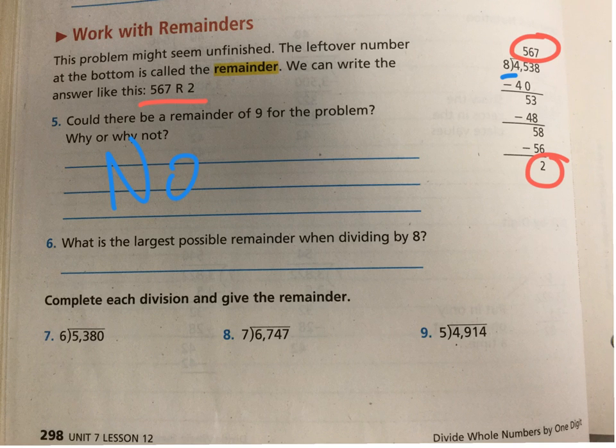What is the largest possible remainder when dividing by 8? Well, if it's got to be smaller than 8, we know that that is 7. The largest possible remainder is 7 left over, because if we have 8 left over, we have a whole other group. What I want you to do now is, on a piece of paper or in your book, solve problem number 9. It will have a remainder. Do the work. Make sure your remainder is less than 5 when you're done. Pause your video and complete that.